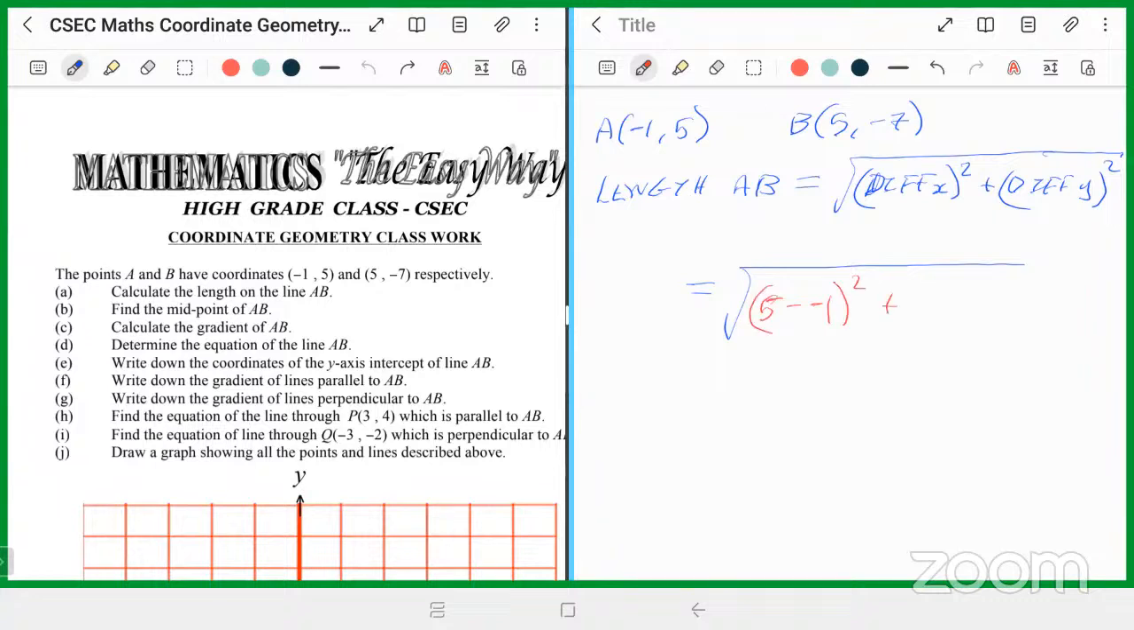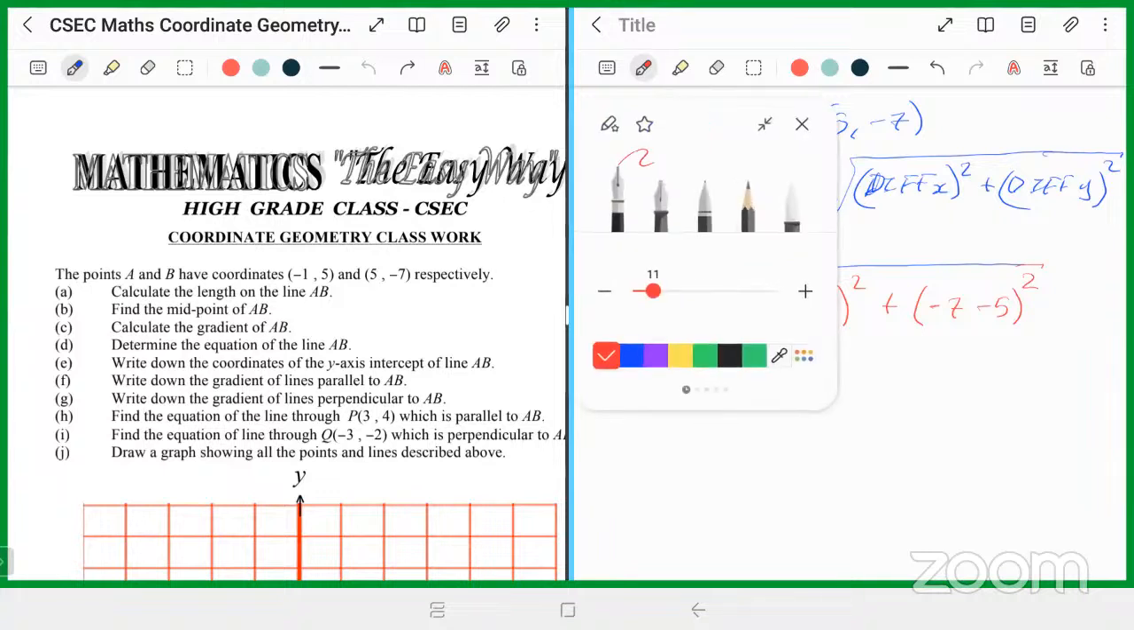Plus, I'm going to take the difference between these two y values now, and I'm going to subtract it this way. Some persons would have subtracted it that way. It doesn't make a difference because you're squaring the result anyway. But I'm going to subtract it this way. So I'm going to do -7 minus 5. So -7 is this y value, and I'm subtracting this y value of 5. So it's -5. And don't forget to square it.